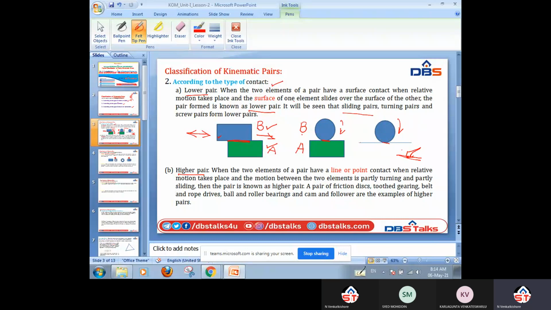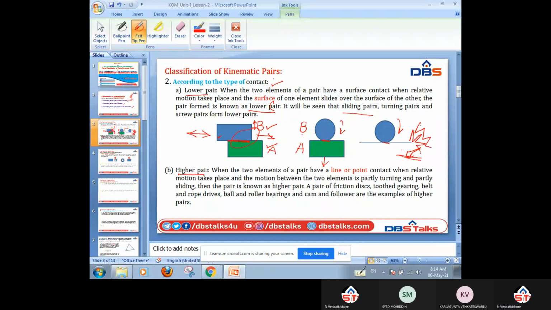If the entire surface is in contact, it is a lower pair; either a point or a line contact, we will call a higher pair. An example for this is a toothed gear. Suppose a gear is there, and one more gear. These are the two gears.